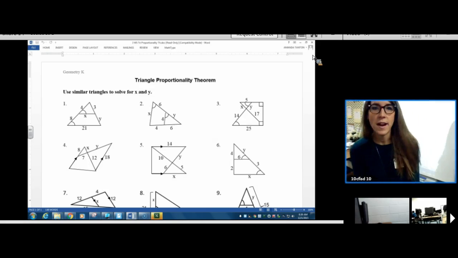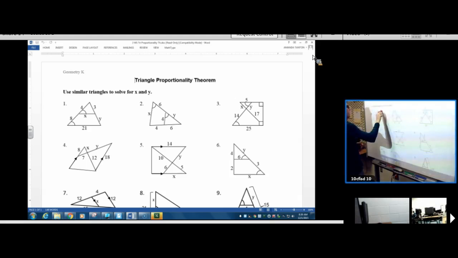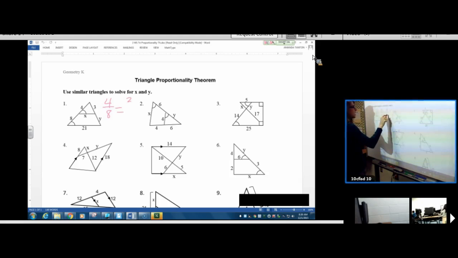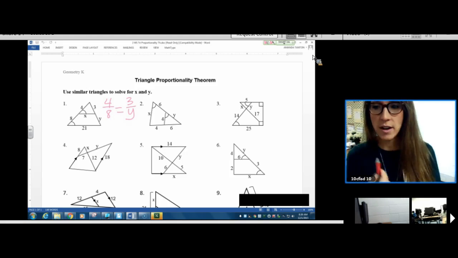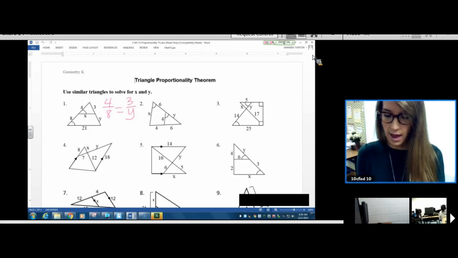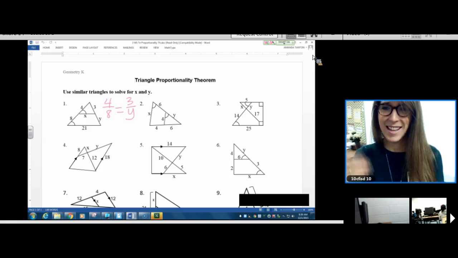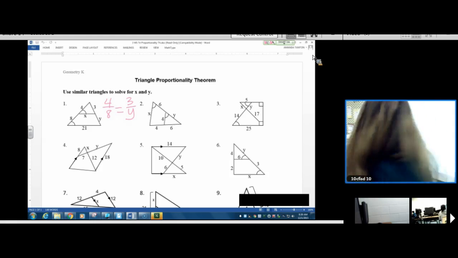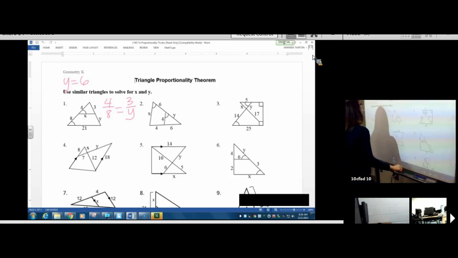In number 1, to find y, we will use the triangle proportionality theorem. So I'm going to go through this quickly. 4 is to 8 as 3 is to y. That is a basic application of the triangle proportionality theorem. You cross multiply, you find y. So you do 8 times 3 divided by 4, or you just see that the scale factor is 2 and you know that it's 6. Anyways, y is 6.